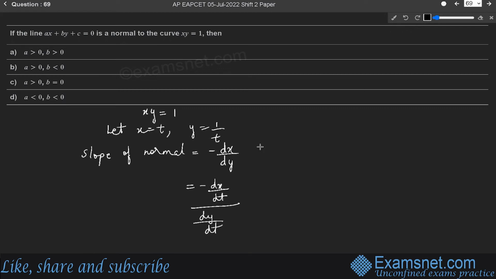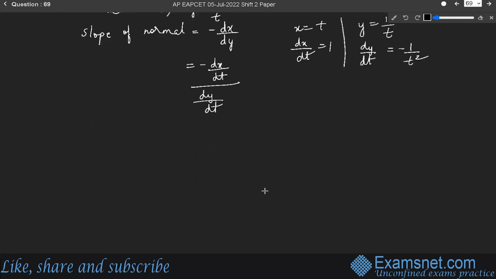If x is equal to t, then dx upon dt is equal to 1. And if y is equal to 1 by t, then dy upon dt will be equal to minus 1 upon t square. So substituting this value here, we get dx upon dt is 1. So it will be minus 1 divided by minus of 1 upon t square, because dy upon dt is minus of 1 upon t square. Minus and minus will be cancelled. So this will be equal to t square.